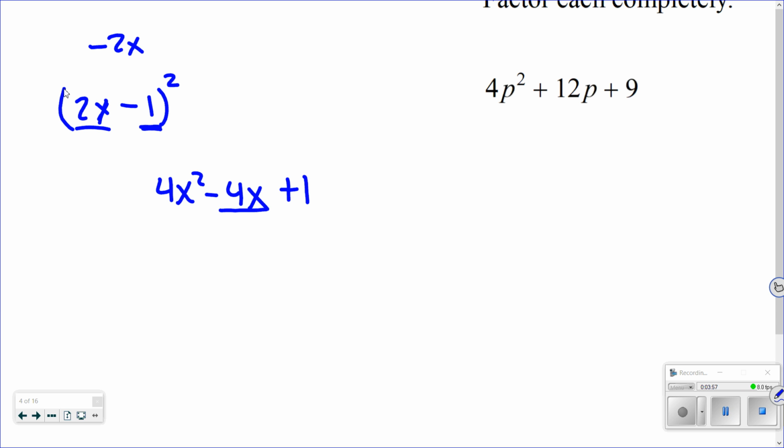Now, if you ever get stuck and forget that, it's not a big deal to go 2x minus 1 times 2x minus 1 and just do the whole distributive property.